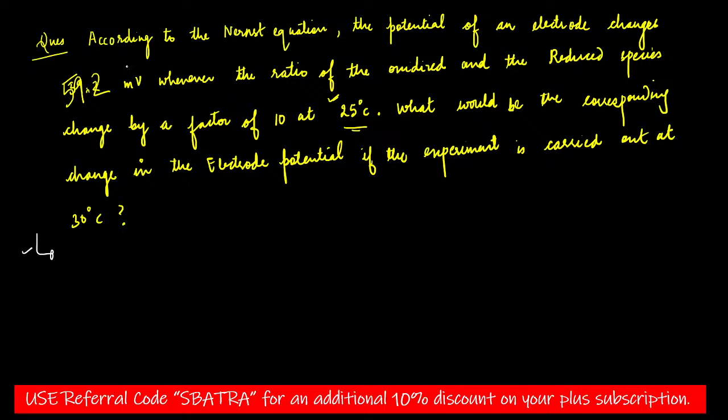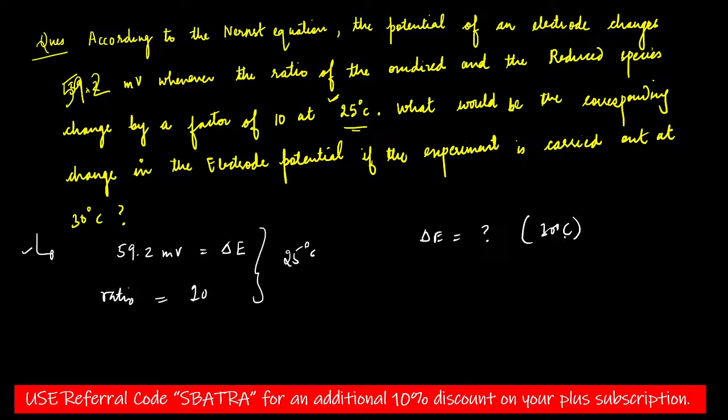According to the Nernst equation, the potential of an electrode changes by 59.2 millivolts. This is your delta E value, whenever the ratio of oxidized and reduced species changes by a factor of 10. So the ratio of oxidized and reduced is given as 10, at 25 degrees Celsius. What would be the change in electrode potential if the experiment is carried out at 30 degrees Celsius? This is the information given, and we have to calculate at 30 degrees Celsius.